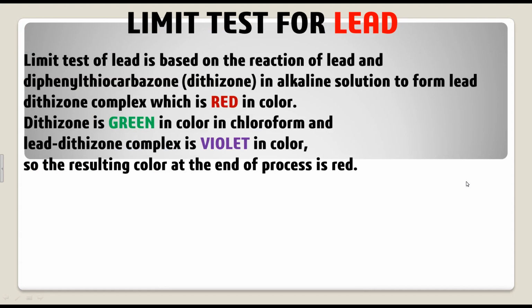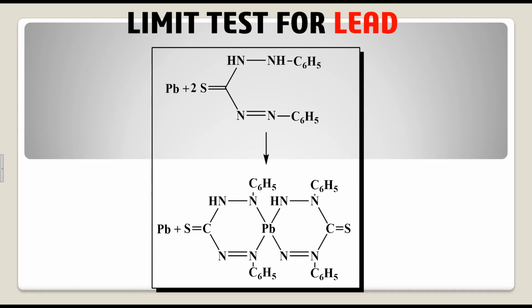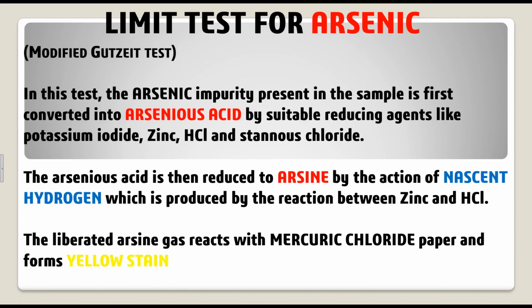Okay. What happened here? Reaction of lead and dithizone. See here, lead and dithizone. Why are you saying dithizone? S indicates thio, there are two azo groups. So dithizone, you can see this diphenyl group is there. It reacts with lead and it creates complex lead dithizone, which looks red in color. This is the limit test for lead.